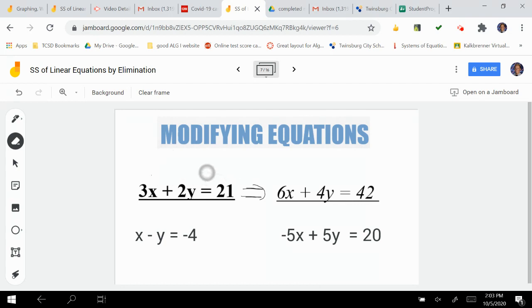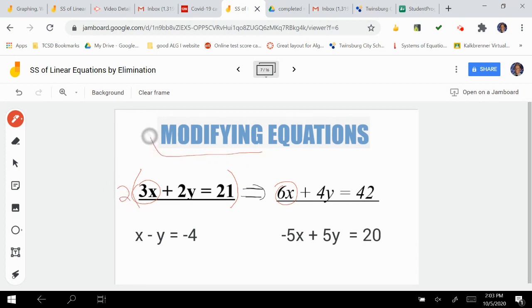Well, let's look at it. If we look here, how do we go from 3x to 6x? We doubled it, right? So my thought right now is we took this whole equation.